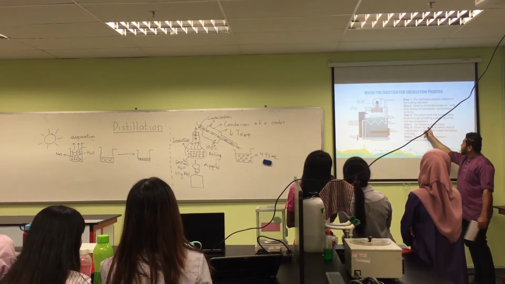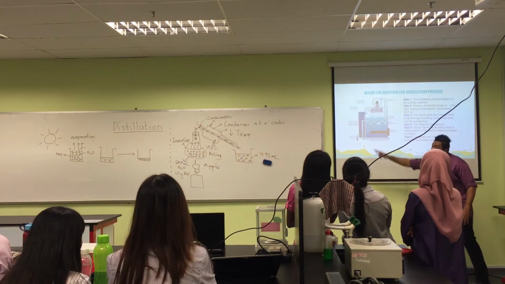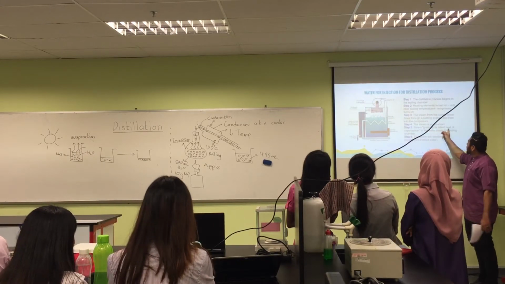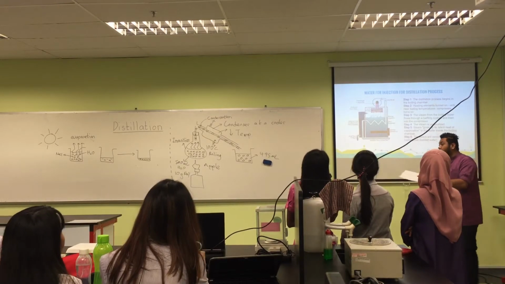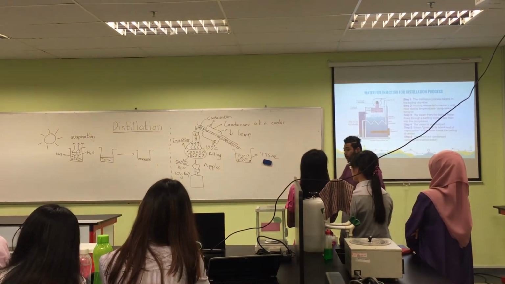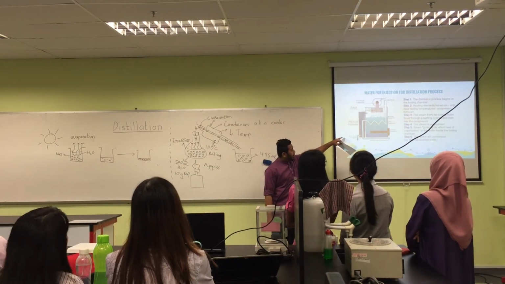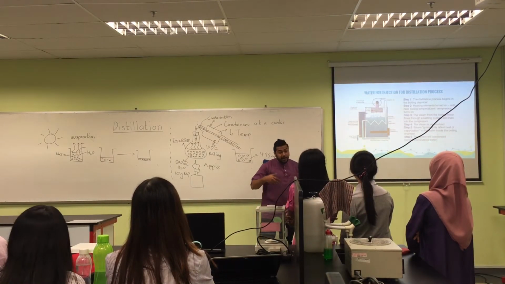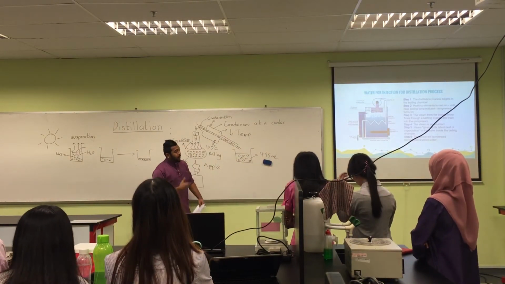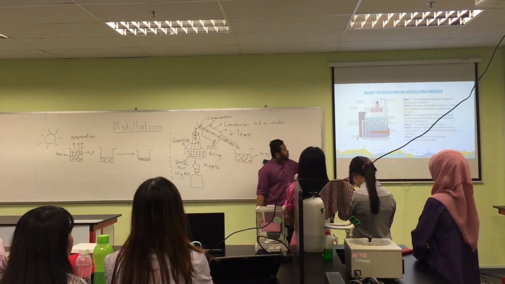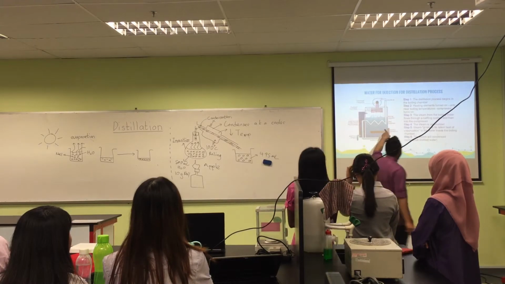Then the steam will enter the heat exchanger and give up its latent heat of vaporization to the water inside the boiling chamber. When it gives out the latent heat of vaporization, the heat is transferred into the water in the boiling chamber, and the water will be reboiled. The step is repeated over and over again to produce more steam, which enters the vapor system, the compressor, and the heat exchanger again.